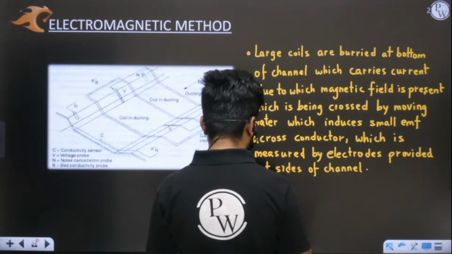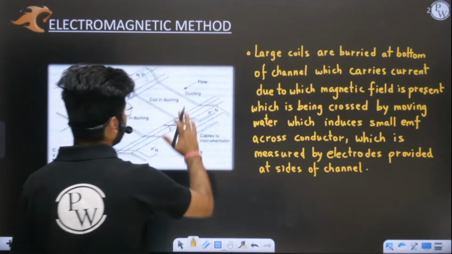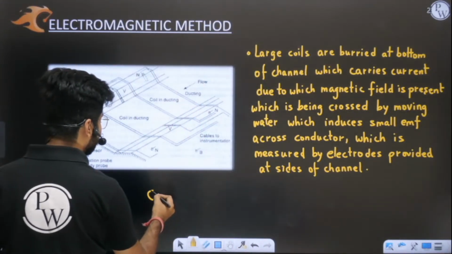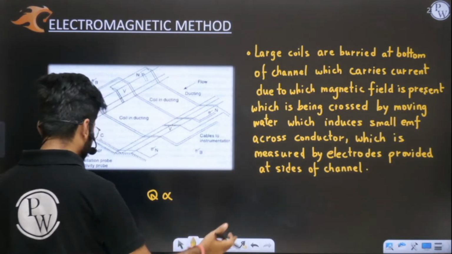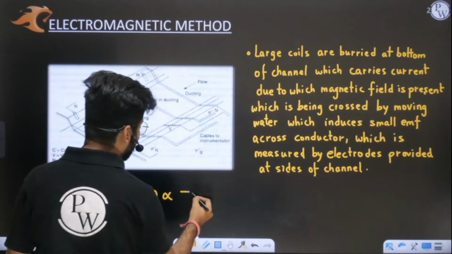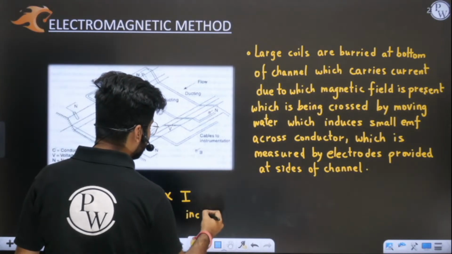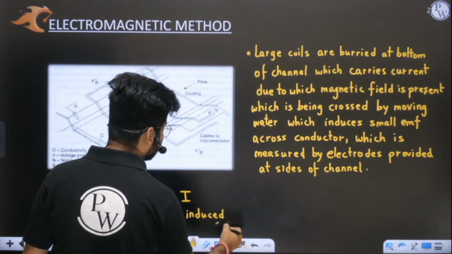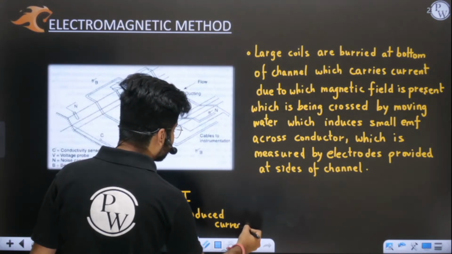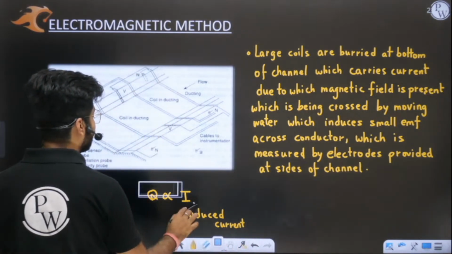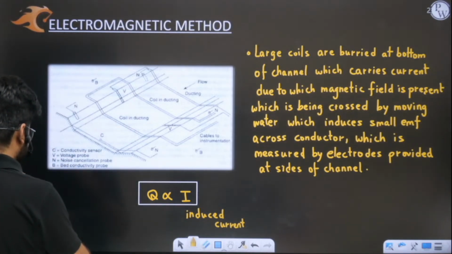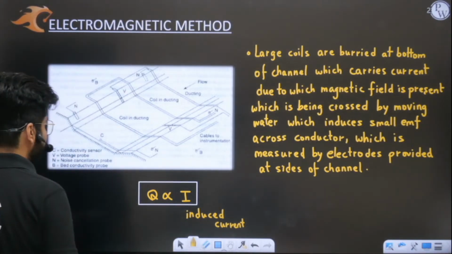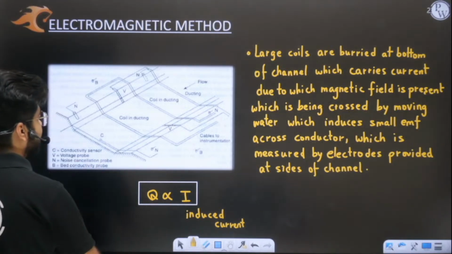So basically, you are simply saying, now we have flow. See, the more the discharge, the more is the induced EMF, and because of that EMF you have induced current. So the more the induced current, the more the discharge. You need to understand this induced current: if this is more, then we have more discharge.